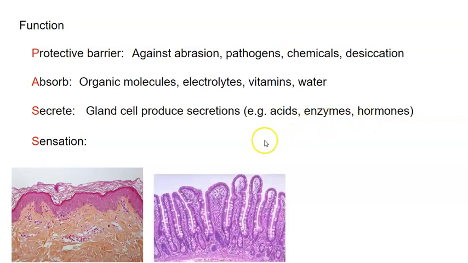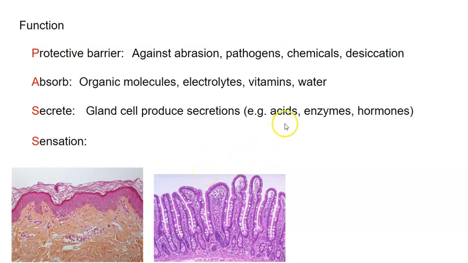This is a slide of your small intestine here. The epithelium is this outer covering. So in this case, if you were to eat food, you know that food and water would pass through your small intestine, and as it does, these epithelial cells would absorb organic molecules like carbohydrates and electrolytes like sodium, potassium, and vitamins and water. There's also gland cells located in here too that provide secretions and enzymes.